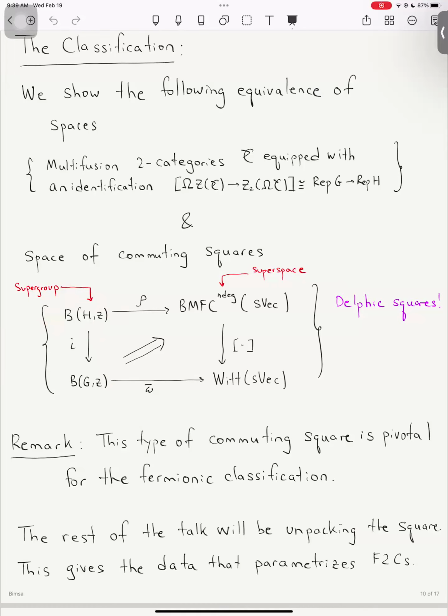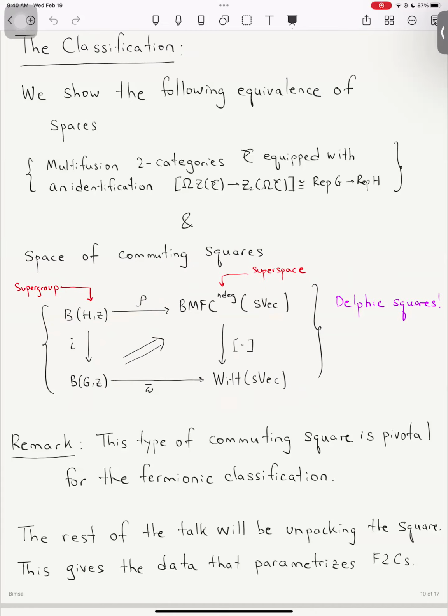H and G, and then a map rho, which picks a point inside this space. So BMFC non-degenerate denotes the 2-groupoid of SVEC non-degenerate braided fusion 1 categories. Basically that's just braided fusion 1 categories equipped with an identification of their symmetric center with SVEC. On the other hand, WIT SVEC denotes the 4-groupoid of SVEC non-degenerate braided multi-fusion 1 categories and SVEC with equivalences.